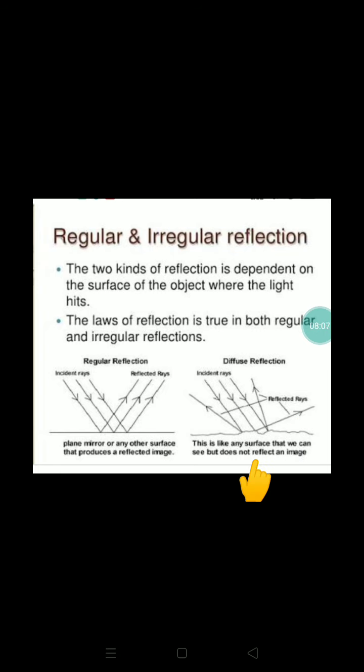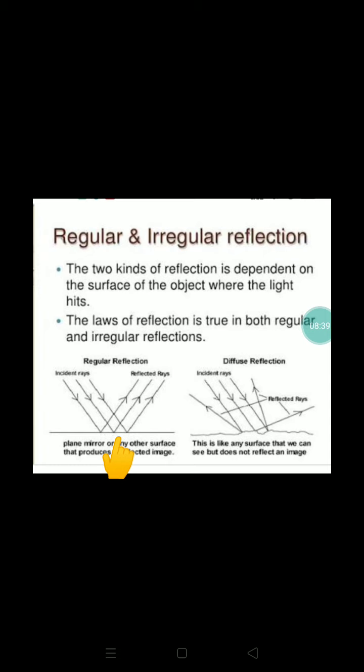Such reflections are called diffuse reflection or irregular reflection, and it is usually termed as scattering of light, and it usually takes place on a rough surface. And this type of reflection takes place from a smooth surface, where the reflected rays travel only in one particular direction, and it is called the regular reflection.